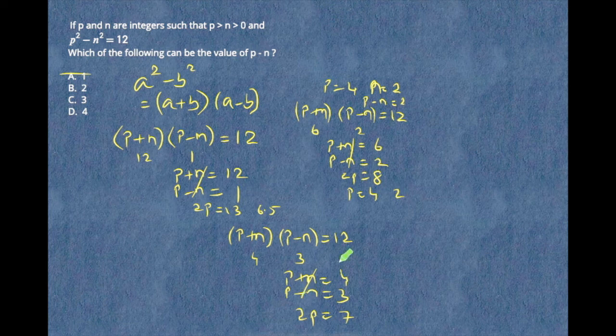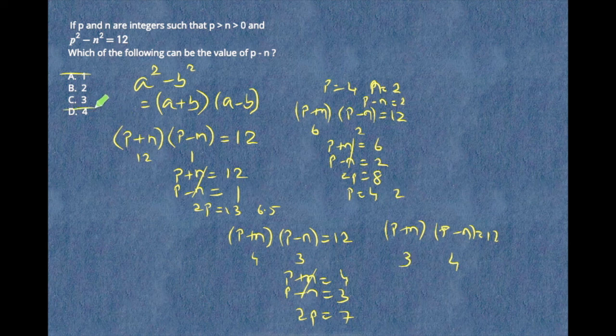Now let's substitute the last case. p plus n times p minus n equals 12. p minus n is 4, so p plus n is 3. If you look at this, p plus n is 3 and p minus n is 4. This is not possible at all because both p and n are positive. So you can just blindly ignore that option.